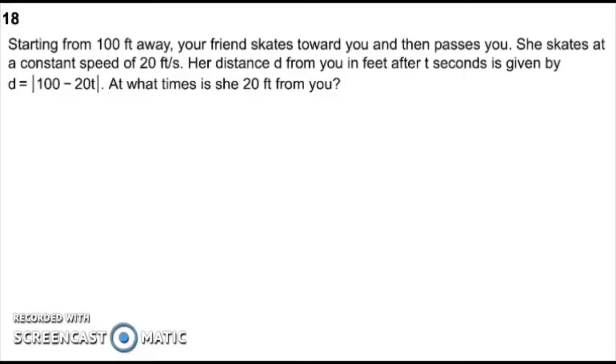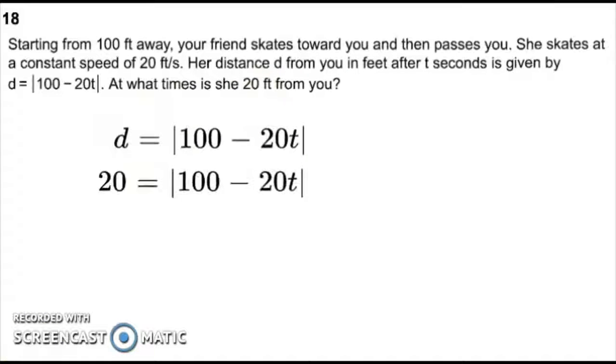So much of the work is already done for us. They turn our information into an absolute value equation. And distance, what time is she 20 feet? 20 will go in place of d. So now we're going to solve that absolute value equation. Write it as two separate equations without the absolute value bar.